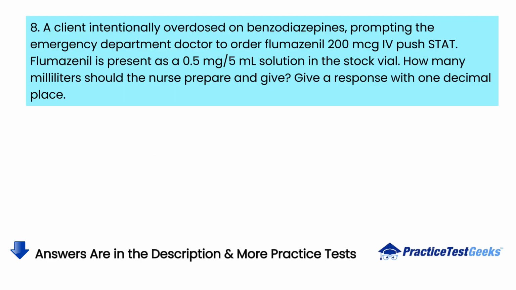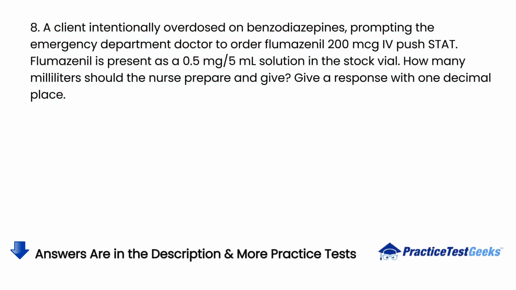A client intentionally overdosed on benzodiazepines, prompting the emergency department doctor to order flumazenil 200 micrograms for a push stat. Flumazenil is present as a 0.5 mg/5 ml solution in the stock vial. How many milliliters should the nurse prepare and give? Give a response with 1 decimal place. A. 0.5 milliliters. B. 2.0 milliliters. C. 2.5 milliliters. D. 4.0 milliliters.